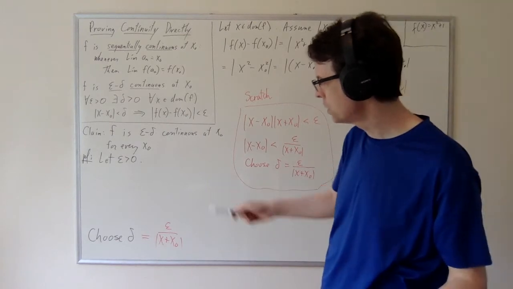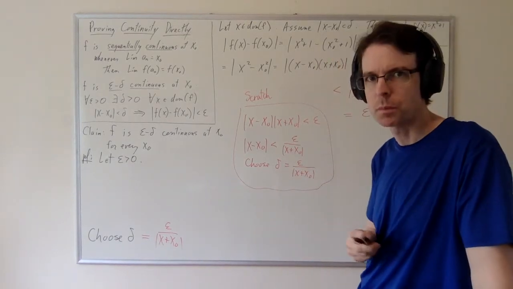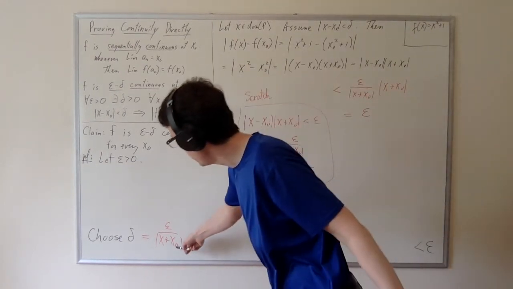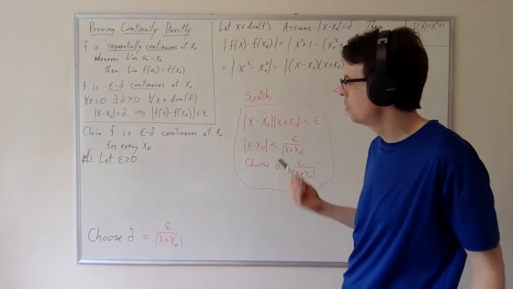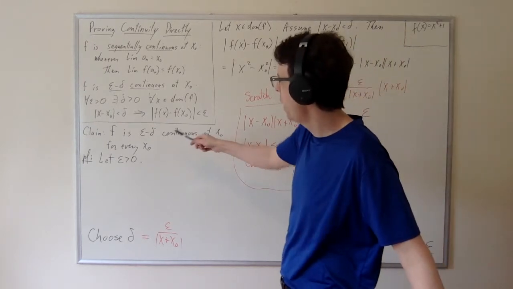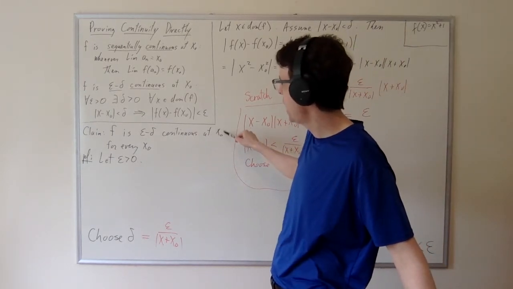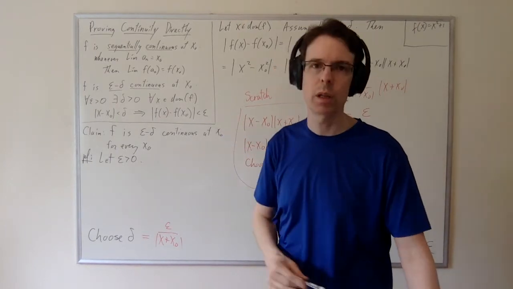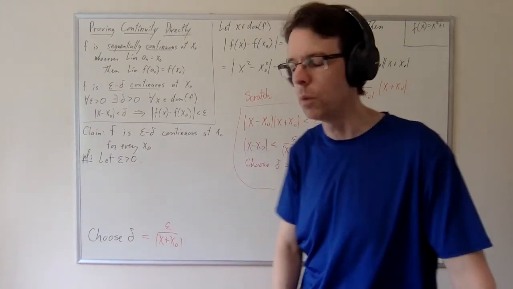The mismatch is that delta is chosen to depend upon x. Now, you might say, what's the difference? Depend on x naught, depend on x. Who cares? Well, we're trying to show that f is epsilon-delta continuous at x naught. X naught is given in the very statement that we're trying to prove. It's a fixed constant value.